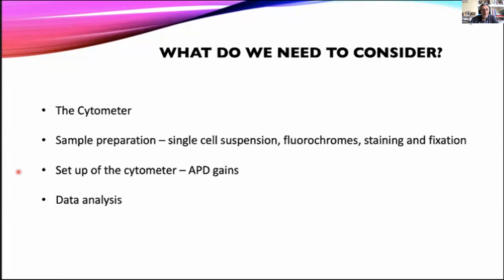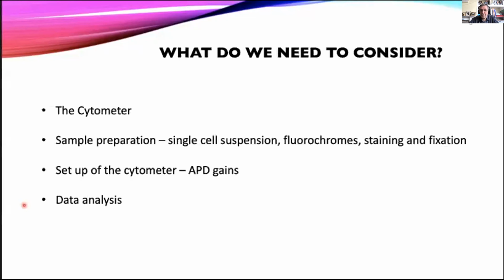As I said, we're going to look at how we set up the cytometer. With the full spectrum cytometer, the Aurora, we're not using a PMT-based system. We're using an APD, avalanche photodiode-based system, but we still have to set an appropriate gain for us to be able to see our populations. And of course, we're also going to have to analyze that data.